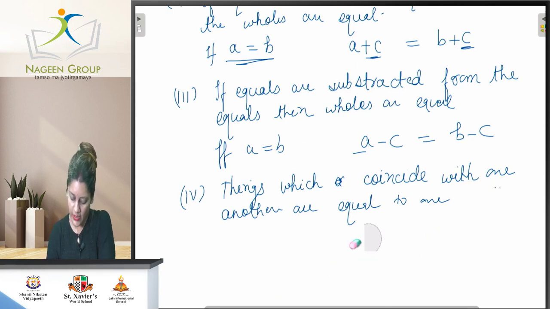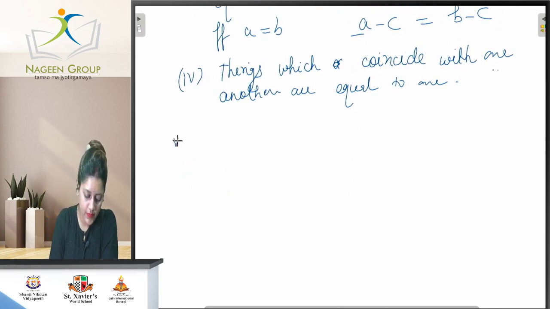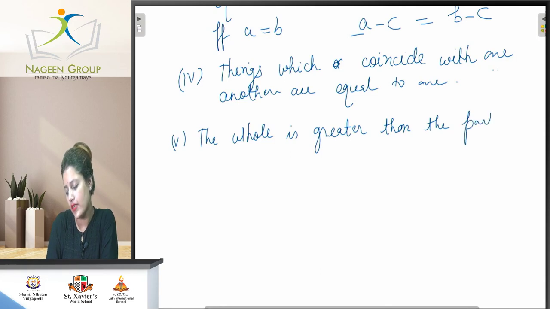Equal to 1 means if things coincide, then they are equal. After that, the fifth one: the whole is greater than the part. What is written here?